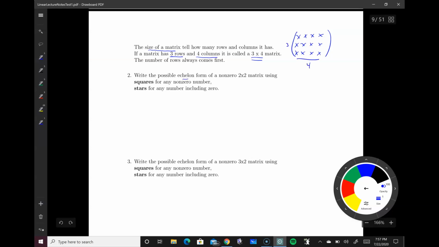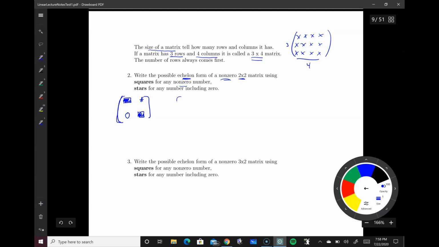So here I want you to find the echelon, so not reduced echelon, just echelon 2 by 2 matrices that are not 0. That means not every entry is 0, because that's kind of the trivial case, all zeros. Putting squares for non-zero numbers and stars for any number that could be a 0. So what are the different forms that I could have? Well, I could have a square here, a star here, a 0 there, and a square there. I'm sorry, I didn't mean to make one side square and one side parentheses. All right, something like that.